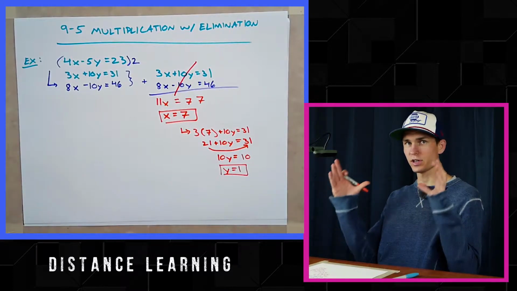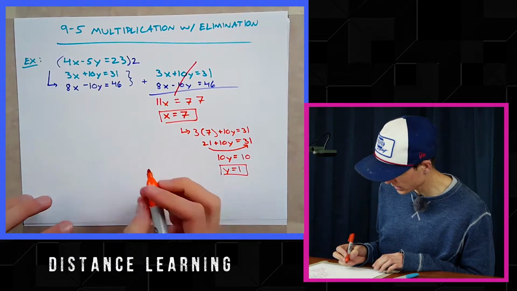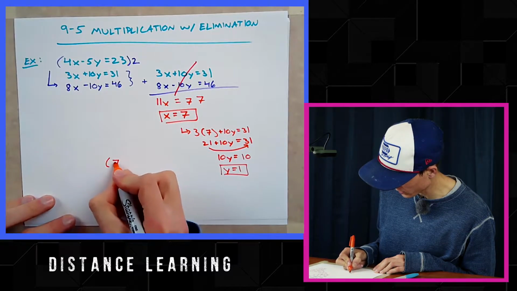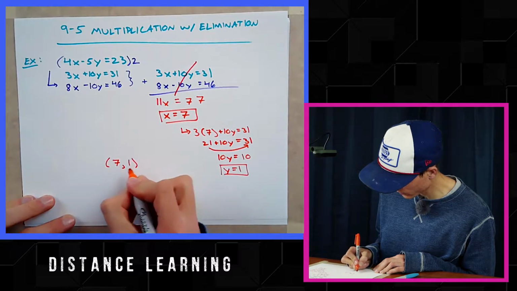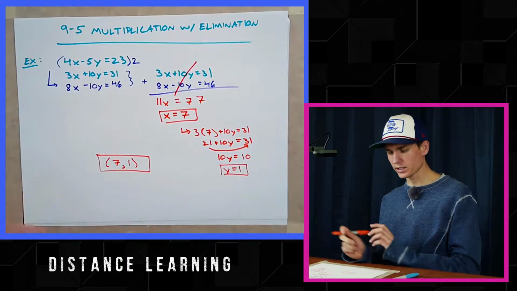Always write your answer as a coordinate with parentheses. With parentheses, boys and girls. And that is your answer.